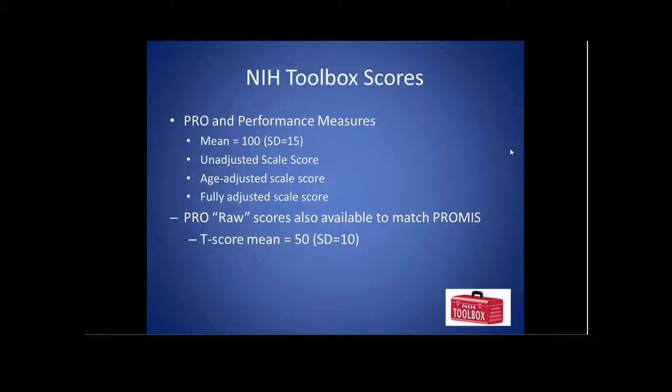You can also use the self-report raw scores using the same metric as PROMIS, a T-score with a mean of 50 and a standard deviation of 10. There's a scoring manual that can help you identify which score is most appropriate.